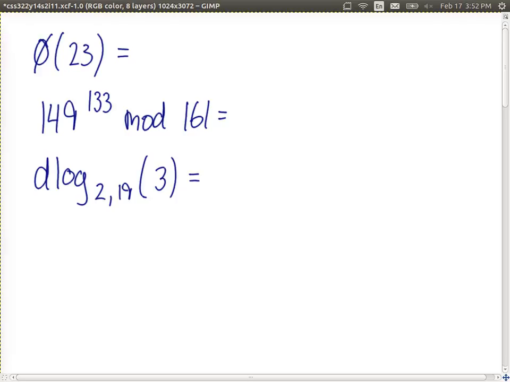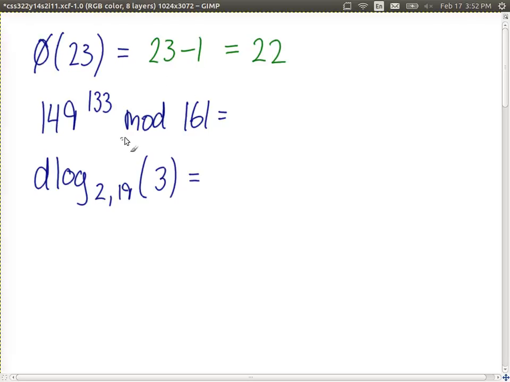Answer for the first one. Should be almost immediate because you realize that 23 is a prime. So you don't have to check 1, 2, 3 up until 22. You know 23 is a prime. Therefore, the answer is 23 minus 1, the prime minus 1, because all numbers less than 23 are relatively prime with 23. So that was an easy one.